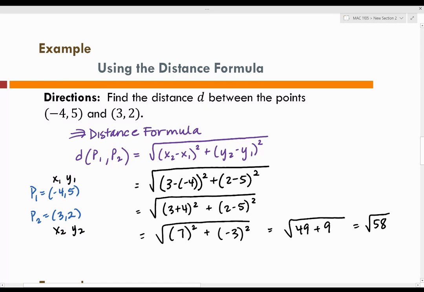Now, if they want a decimal, which more than likely they probably will because you're calculating distance, all you have to do is plug this into the calculator and it should give you approximately 7.62. So that would be the distance between those 2 points if you were to graph them. Basically, you just need to figure out what your point 1 and point 2 is, simply plug them into the formula, and then simplify when necessary. Cool.